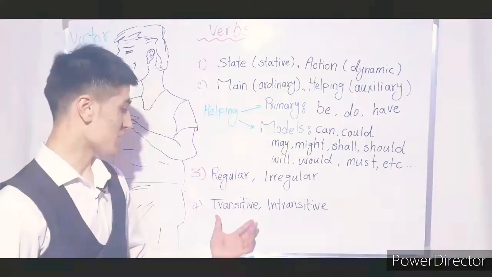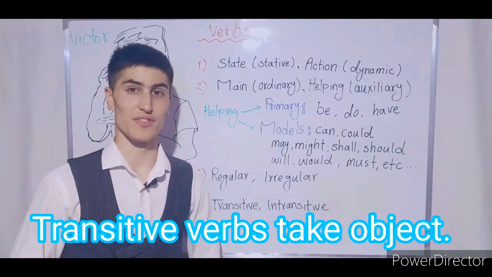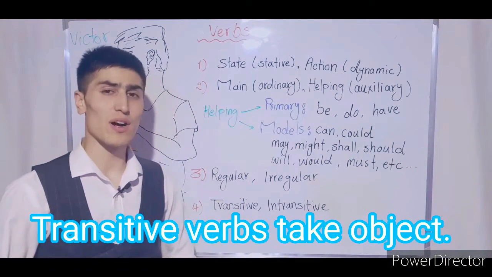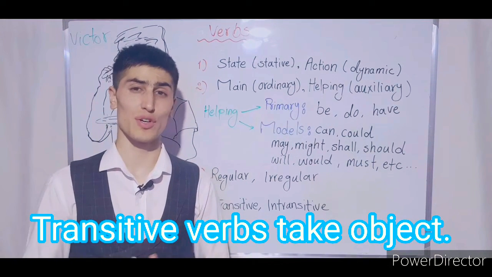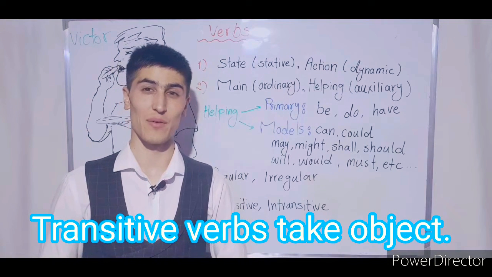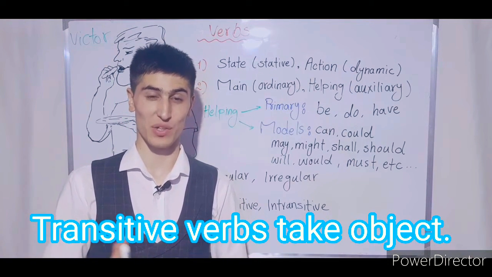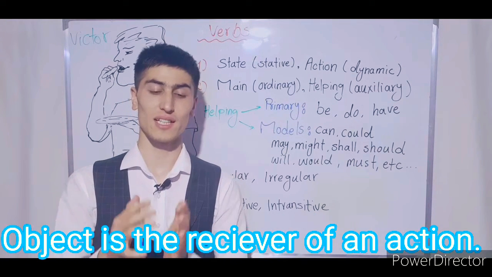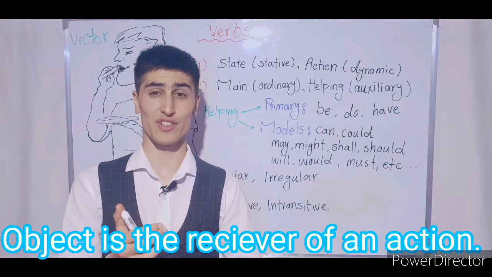Okay? Transitive and intransitive verbs. So what are these verbs? Let's see. Transitive verbs are those verbs that take an object. Now you will think, what is an object? Okay? An object is the receiver of an action.